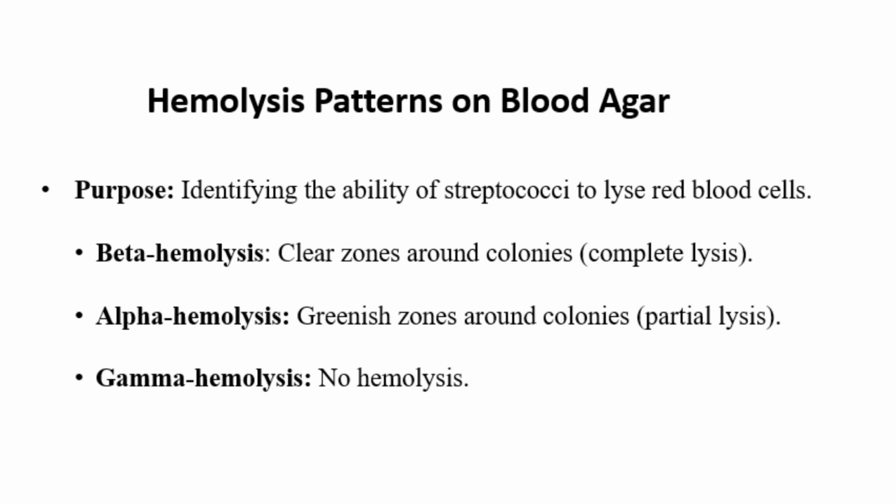Alpha hemolysis is the greenish zone around the colonies, or partial lysis. It is caused by damage but not lysis of RBCs in the blood. In alpha hemolysis, the media is translucent with a greenish tint around the colonies. The next one is gamma hemolysis. In gamma hemolysis, there is no hemolysis, which means the blood is not lysed.